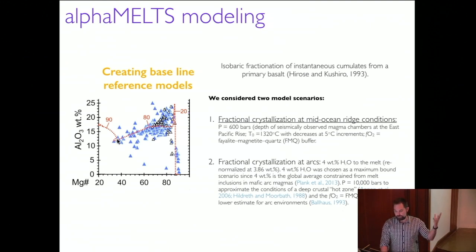And so for those of you who may be interested in MELTS modeling, we considered two different model scenarios, one to replicate fractional crystallization in a mid-ocean ridge environment, and the other fractional crystallization in an arc environment. The main difference, so that you don't have to read all this text, is that obviously the arc environment has additional water added to it, and we have changed the oxygen fugacity in these models to be a lower estimate for the arc environment.